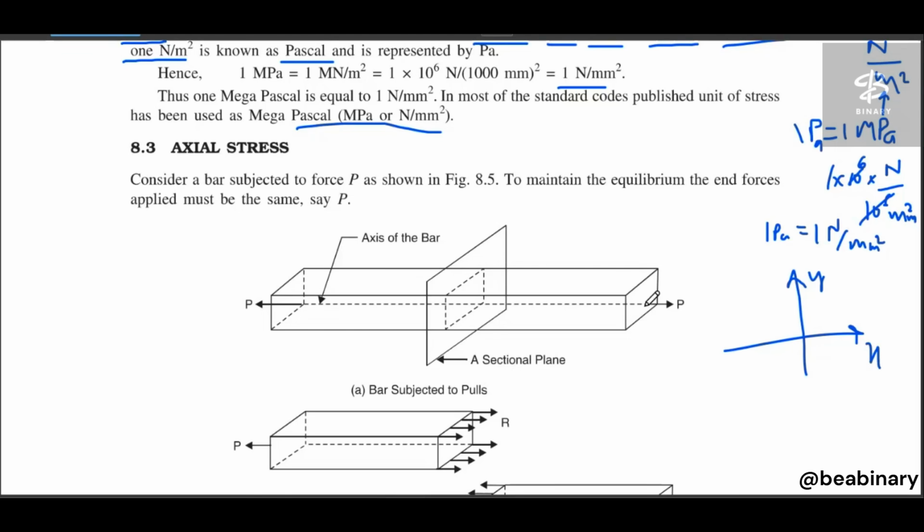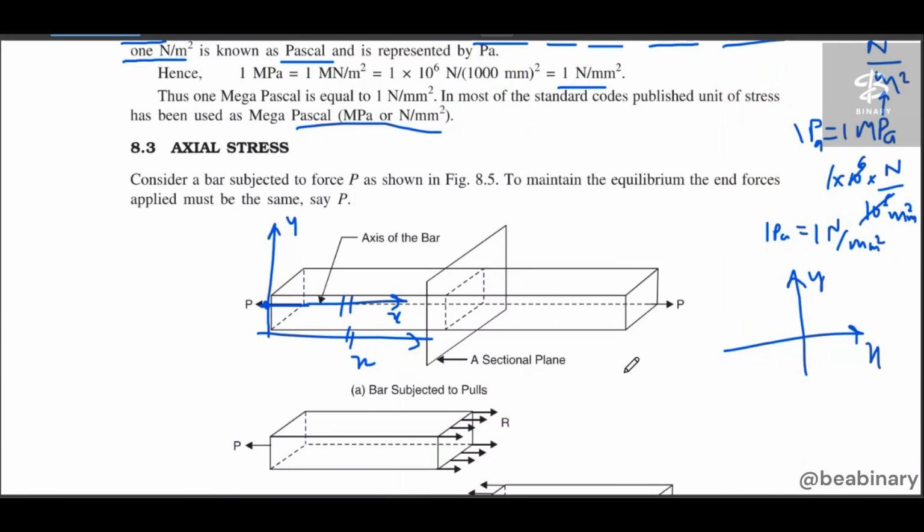Now the force is applied in this direction, where this is the x direction and this is the y direction. This is the axis of the bar. Simply, this is the axis. You can take this axis, also this axis, also this axis. There is no confusion. These axes are parallel. You can consider from here, from here, from here. It's your choice, according to your needs.